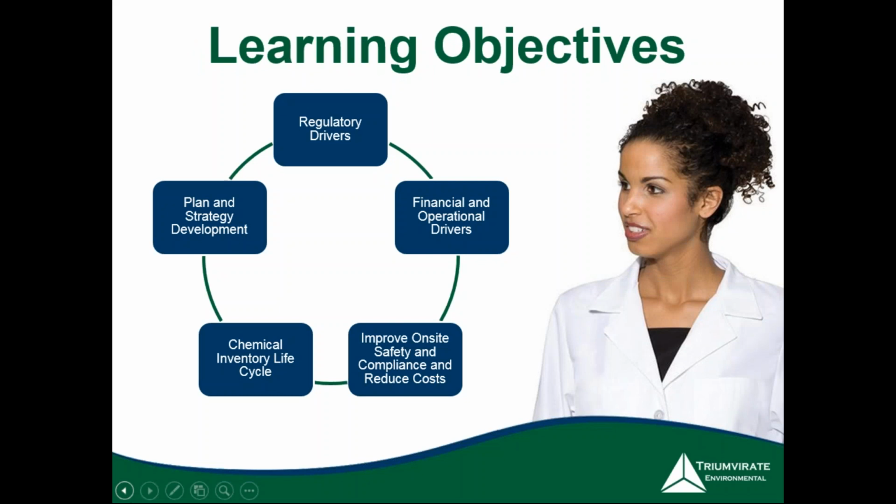So with that, I wanted to go over what our learning objectives are for the day. We're going to take a look at some of the regulatory drivers behind setting up a chemical inventory. We'll also take a look at some of the financial and operational drivers. We're going to take a look at how to improve on-site safety and compliance and reduce costs through the implementation of a chemical inventory. We'll take a look at the chemical inventory life cycle, and then we'll talk a little bit about planning and strategy development through the use of the chemical inventory.